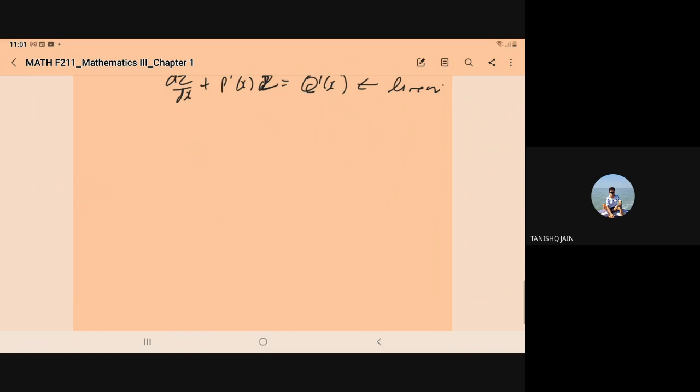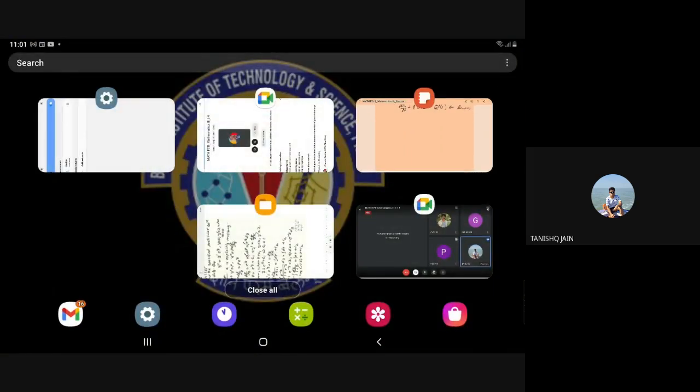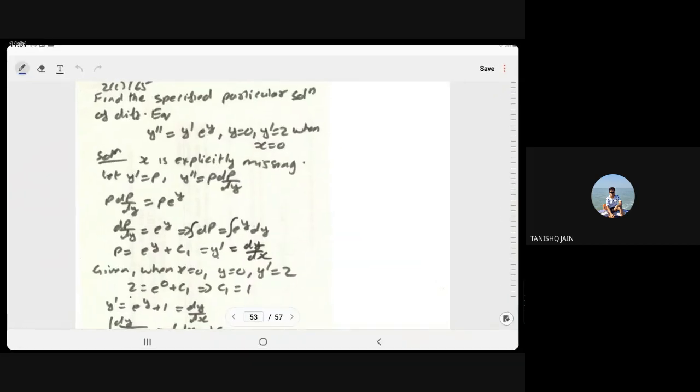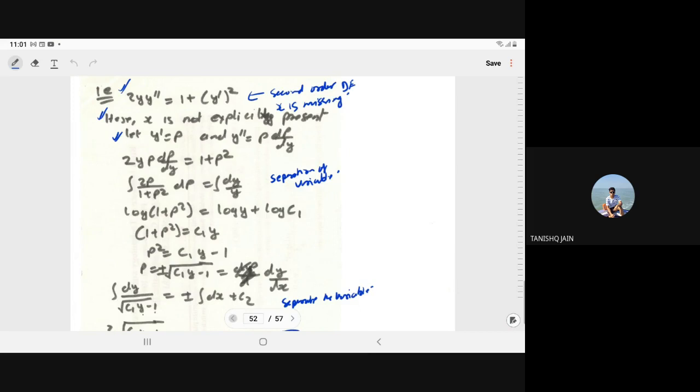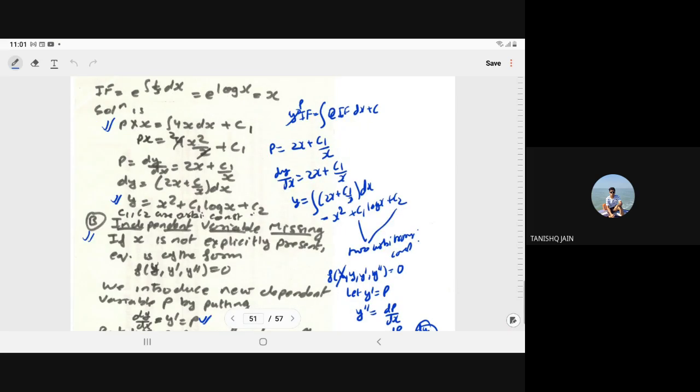So in last class, good morning, students. Welcome to the next lecture of Math F211, Mathematics 3. In last class, we were doing reduction of order. So what is the reduction of order?